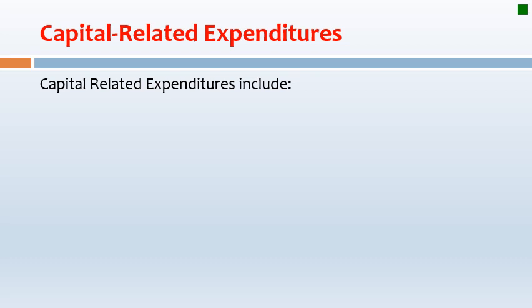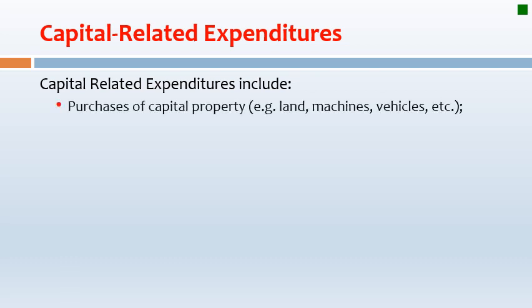So what are some related capital expenditures that we're not actually allowed to deduct? So the purchase of capital property, obviously capital assets, right? Land, machines, vehicles, whatever. You can't deduct that. It has to be capitalized. If you write down capital assets, you can't actually deduct that for tax purposes. That's not how it works. So any write-downs would have to be added back.